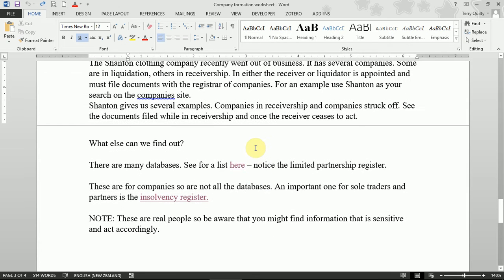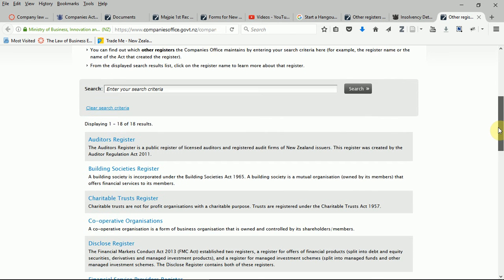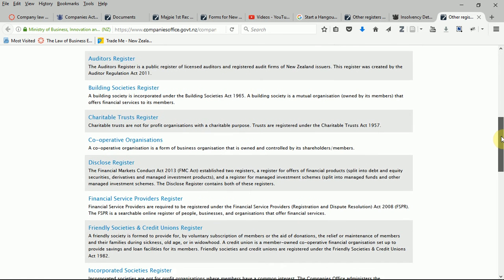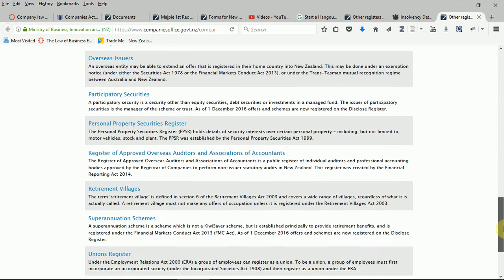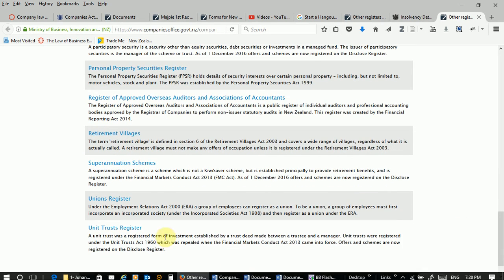The last thing you just want to look at is other databases. So have a look at these lists of other databases. And just be aware that there are many ways to find things out about companies, about the people you're dealing with, about other entities. So you can see you can find out if auditors are in fact registered. We have cooperatives, we have incorporated societies, limited partnerships. Right, so you can search all these registers, have a look at a few of them, and we can talk about them.